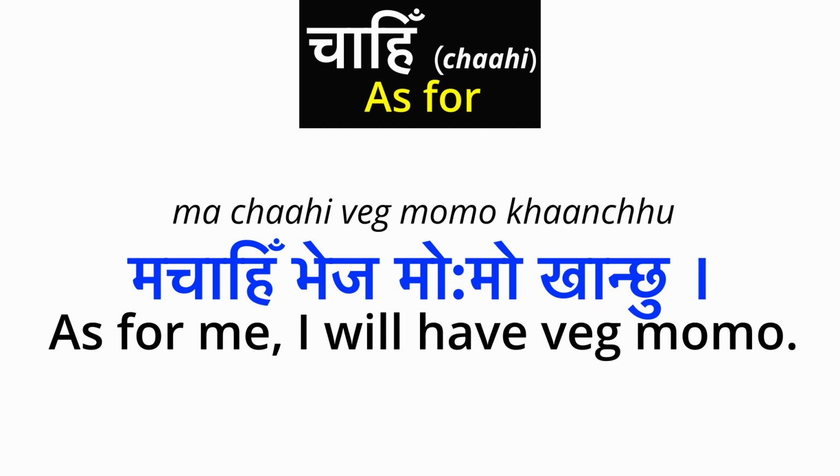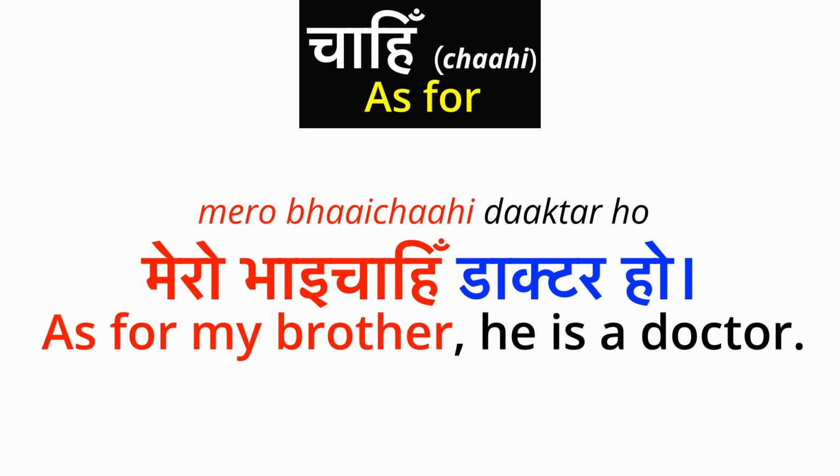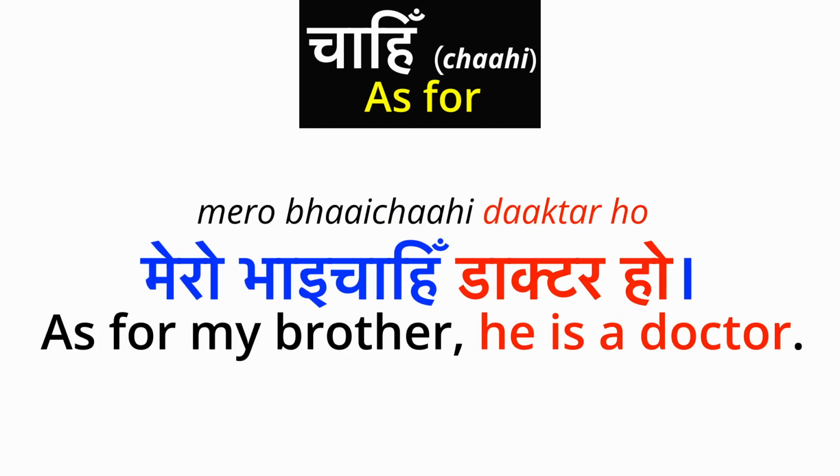So when you are a group of people and then everyone is ordering something and you want to emphasize, oh, as for me, I'm going to eat veg momo, then you can use this sentence. म चाहिँ veg momo खान्छु. Next sentence, मेरो भाइ चाहिँ doctor हो. As for my younger brother, he is a doctor.